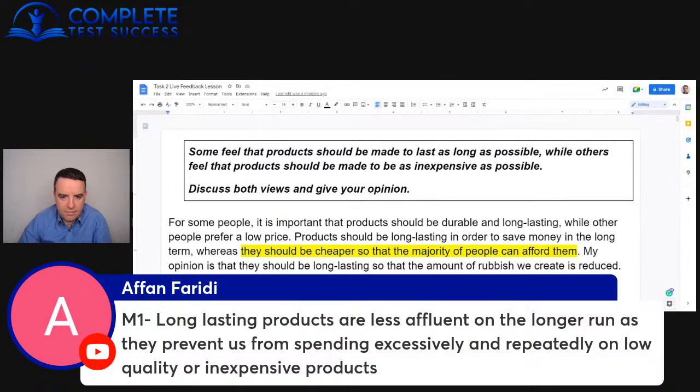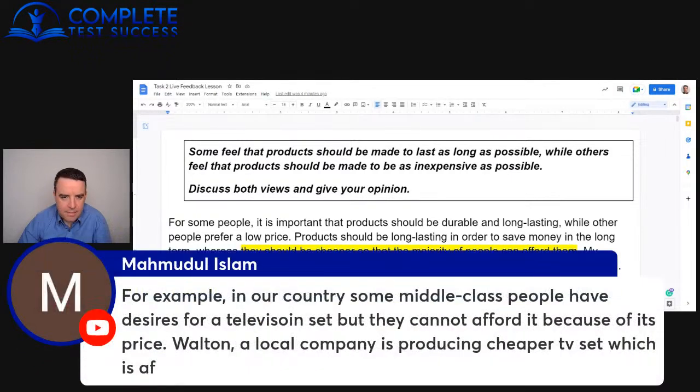"Long-lasting products are less," okay, we looked at that already. "For example, in our country, some middle-class people have desires for a television set, but they cannot afford it because of its price. Walton, a local company, is producing cheaper TV sets, which are affordable." Good.